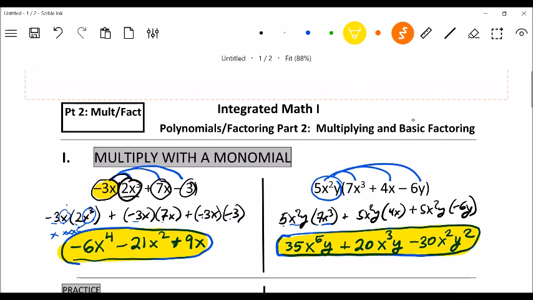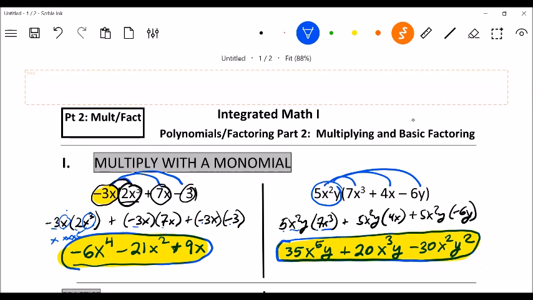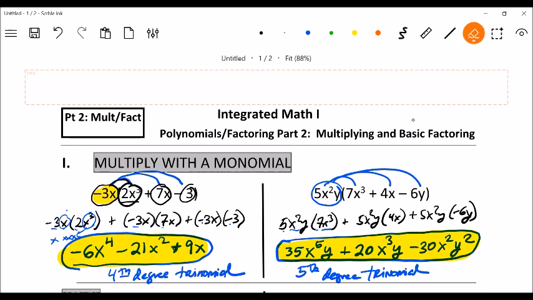Now, let's also think about one of the lessons from the last unit, which was to name these. Let's take this first one here, and this one is a 4th degree trinomial. And then the next one is a 5th degree, 1, 2, 3 of them, also trinomial. So we would name those that way. All right. Oh, I just made a mistake. Let's fix something on here.